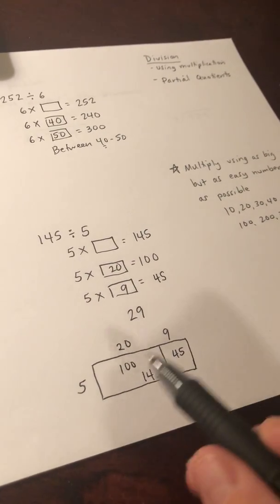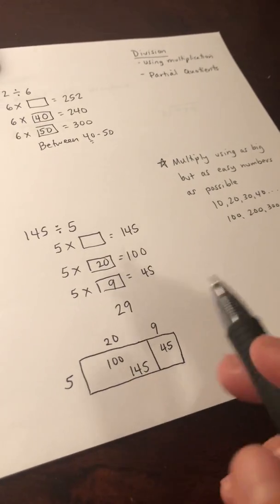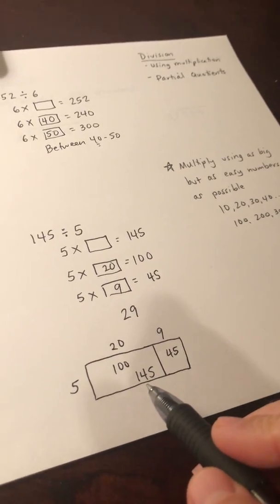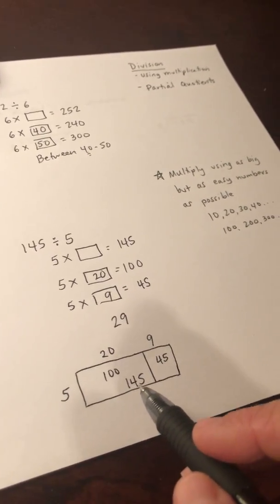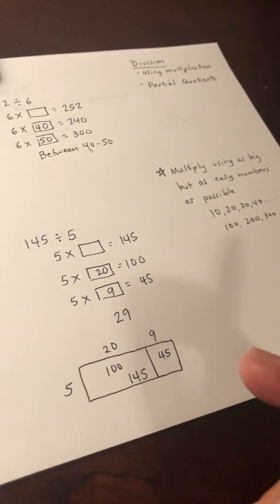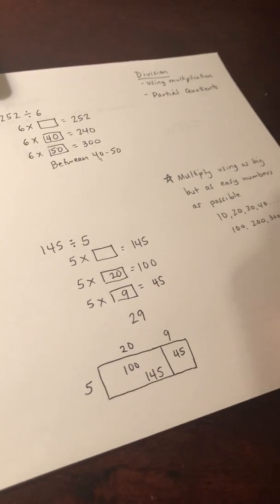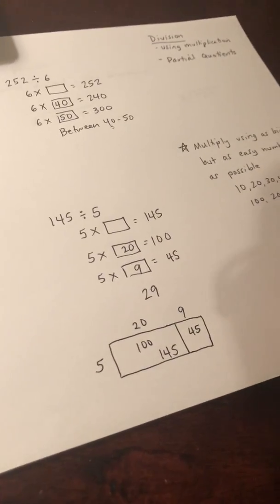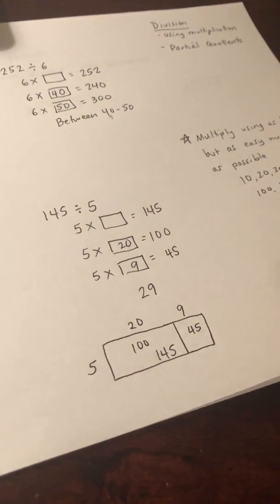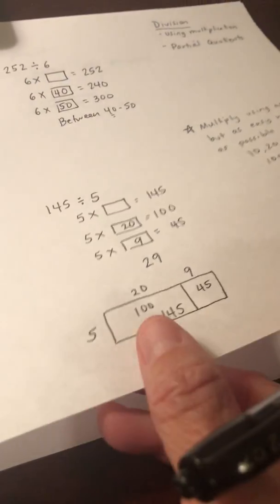So again, just a representation showing that we're really just taking this number, 145, and we're breaking it up into little chunks that are easier to divide, or in our case, we're going to multiply as a means to do division. Again, we won't spend a lot of time on that, but we will relate what we're doing to that, because the students already know how to do that.